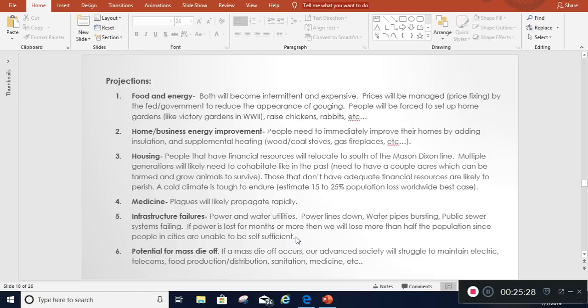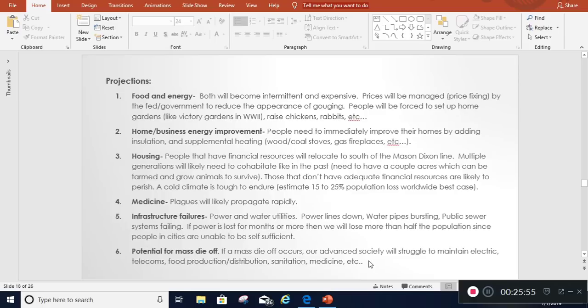People that are on recurring drugs for support also are going to have significant problems. I think about diabetes and everything with insulin. If there's no refrigeration and there's no production, it's going to be a problem. So the potential for a mass die-off. If a mass die-off occurs, our advanced society will struggle to maintain electricity, telecoms, food production, distribution, sanitation, medicine, etc.